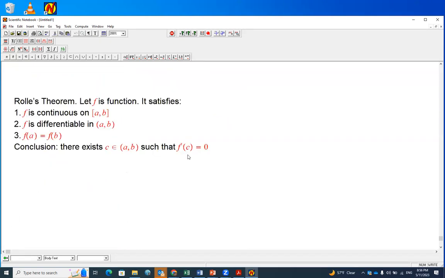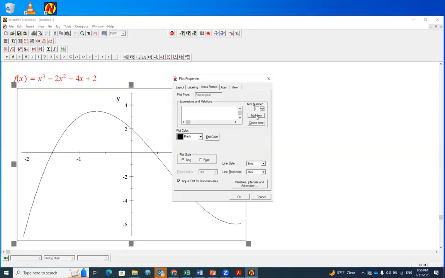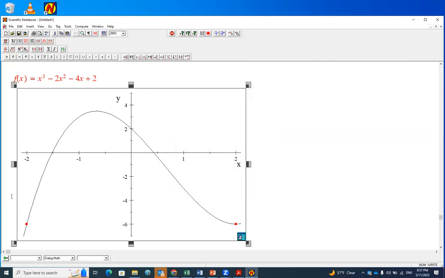So we have 2 points, and these 2 points, one is -2, -6, right? That's one dot. And there's another dot, which is 2, -6. Okay, so let me use red dot. Red. So these are the 2 red dots.